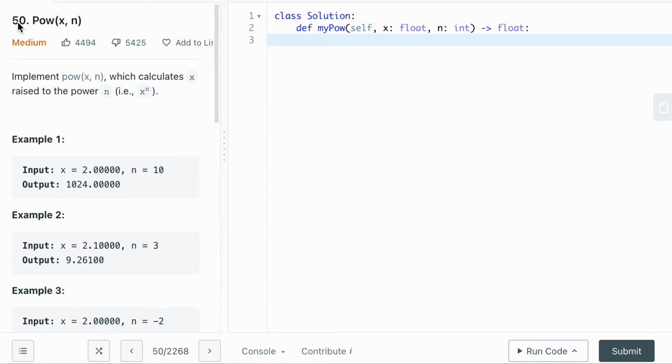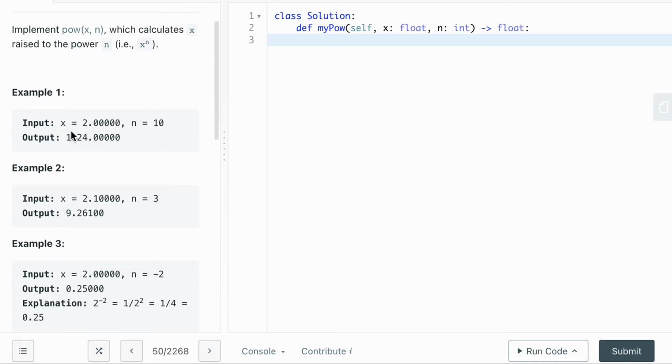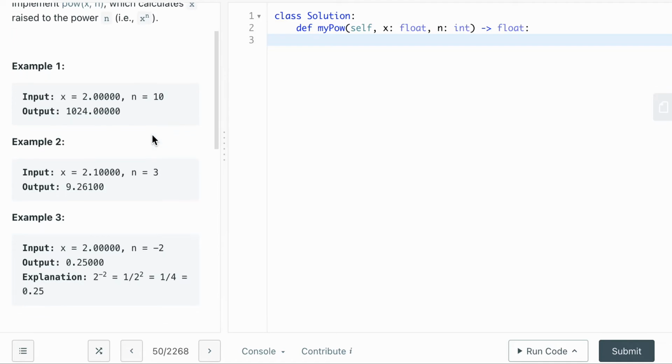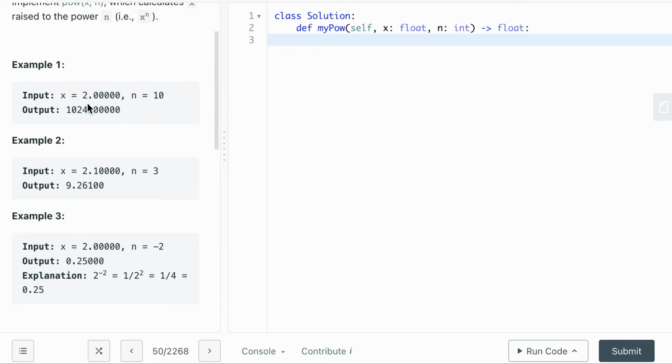Let's solve LeetCode question 50, Pow(x, n), and implement a function which calculates x raised to the power of n. So here is an example: x equals 2 and the power of 10. You basically multiply 2 by 2 by 2, 10 times, and that's 1024.